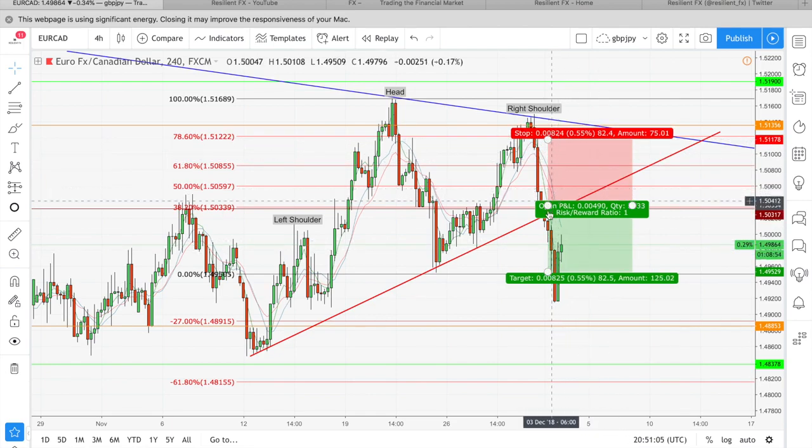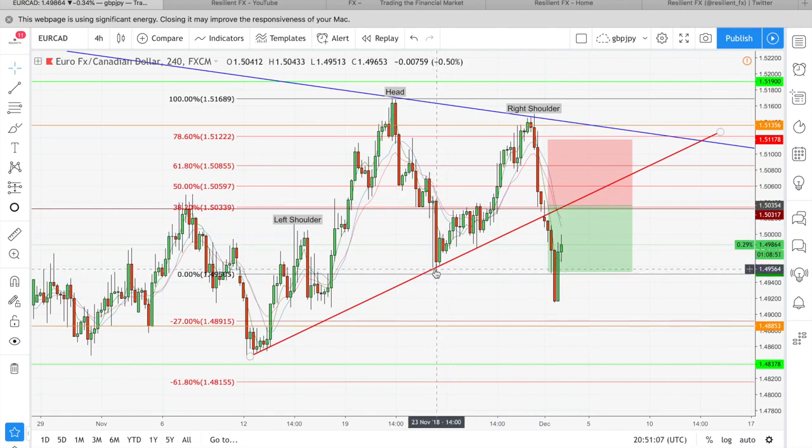And my TP was set in place due to the previous low of creating the head, and also some key resistance levels around here. We got some support and resistance here, support and resistance. So I had it on my support and resistance zone.